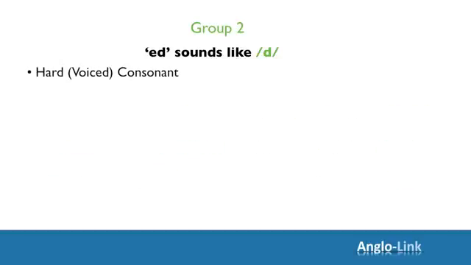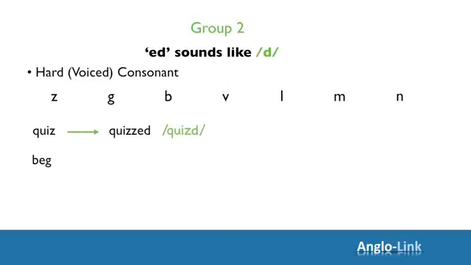And also when the verb ends in a hard or voiced consonant, such as z, g, b, v, l, m, or n. Let's look at some examples. Quiz, quizzed. Beg, begged. Rob, robbed.